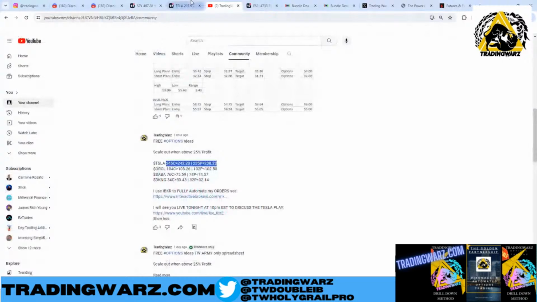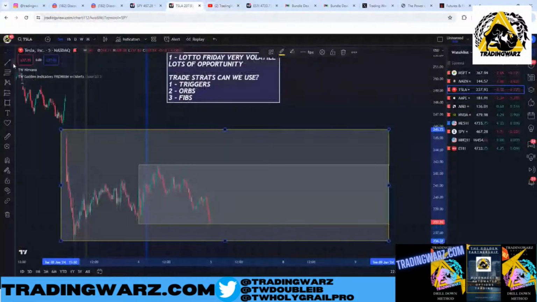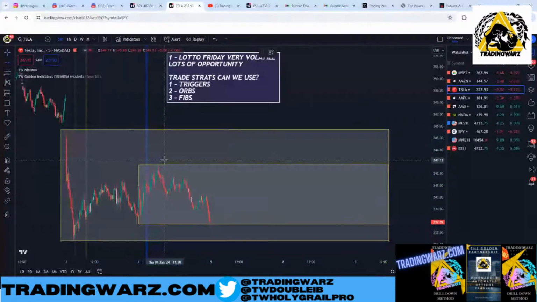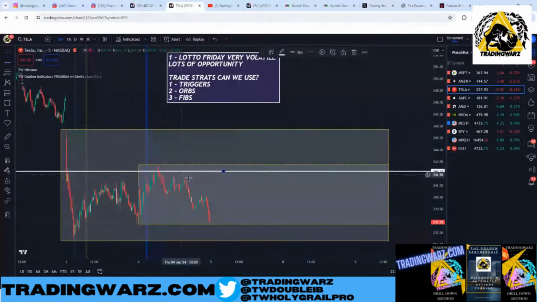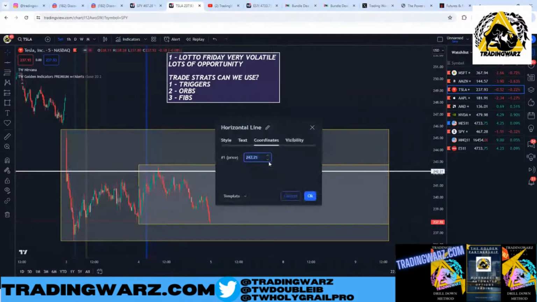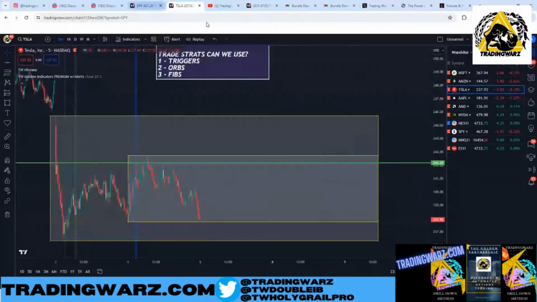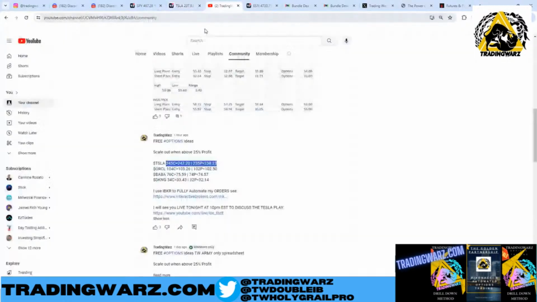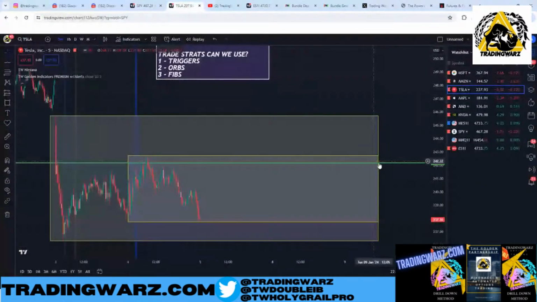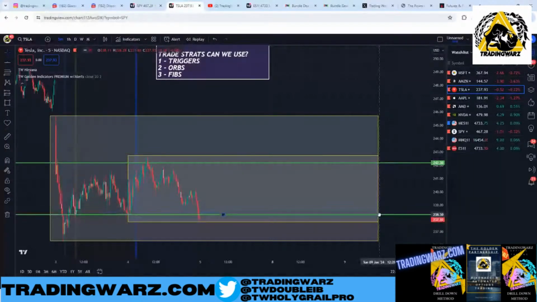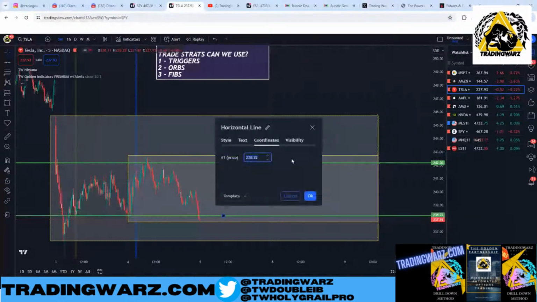So our long level is 242.20, which is 242.20 right there. Let me just double click on this and bring it down one. So I'm going to put this in green. So this green line is our trigger long, and our trigger short is going to be 238.23. So I'm going to copy this one right here and paste this. 238.23, and then let's go ahead and make this red.